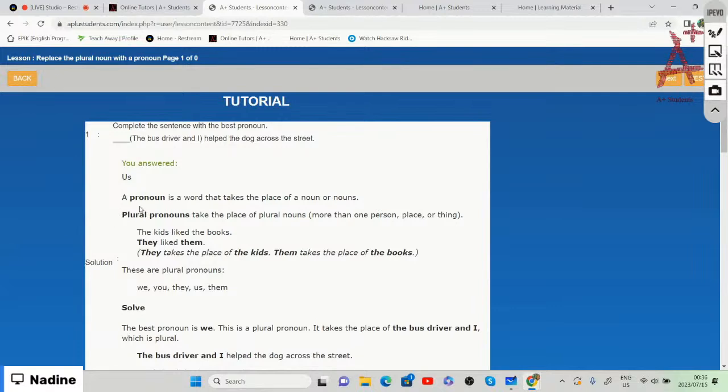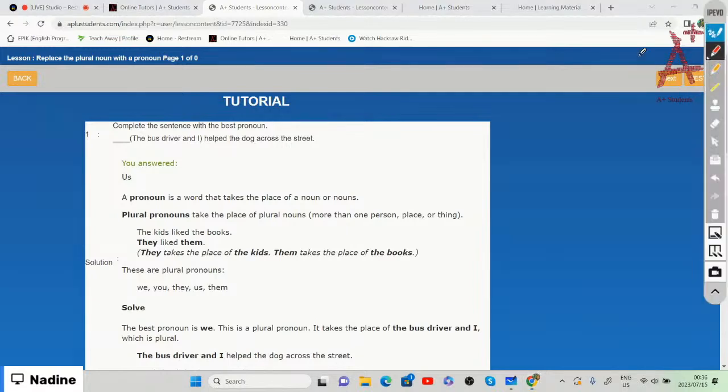and plural pronouns take the place of plural nouns. And plural nouns are more than one person, more than one place, or more than one thing, right?